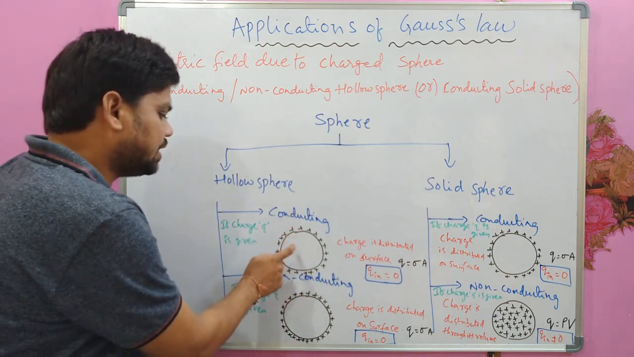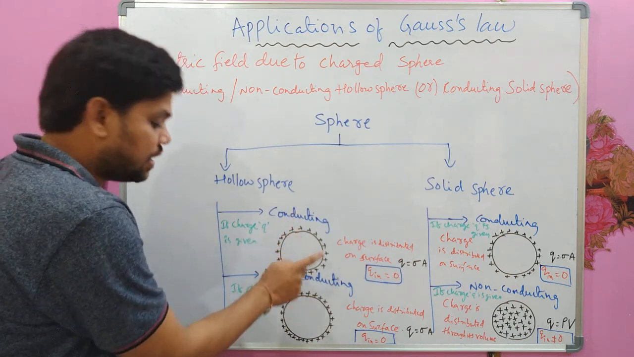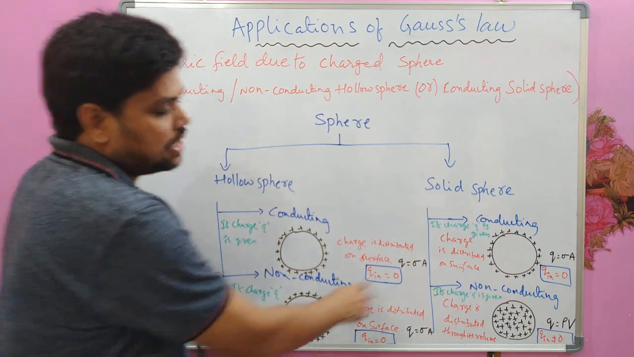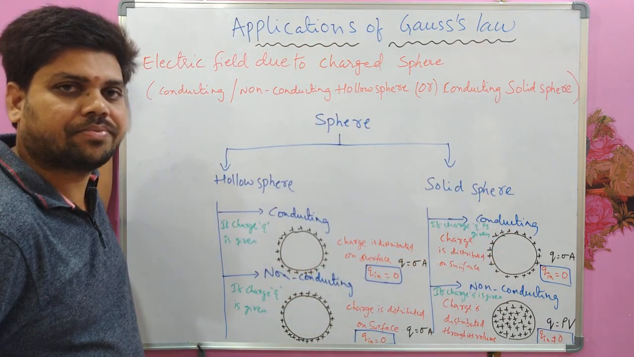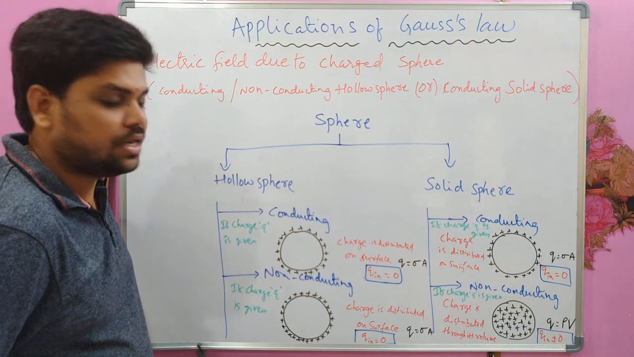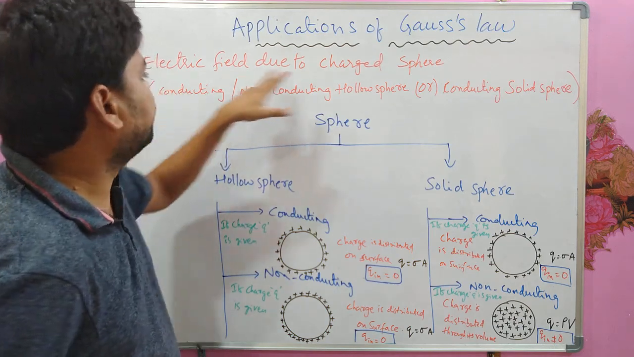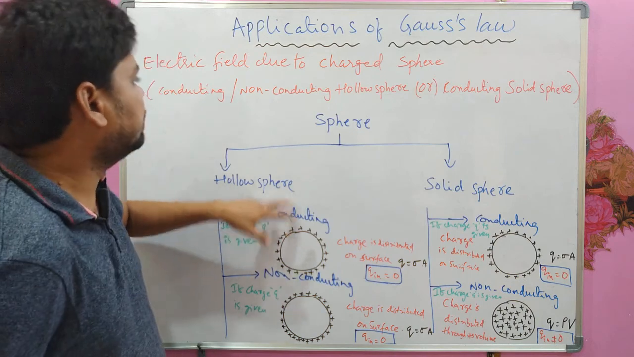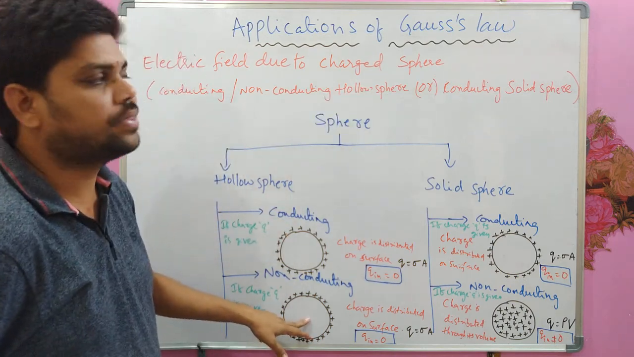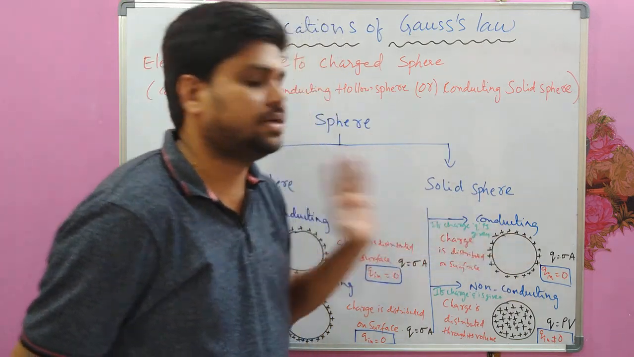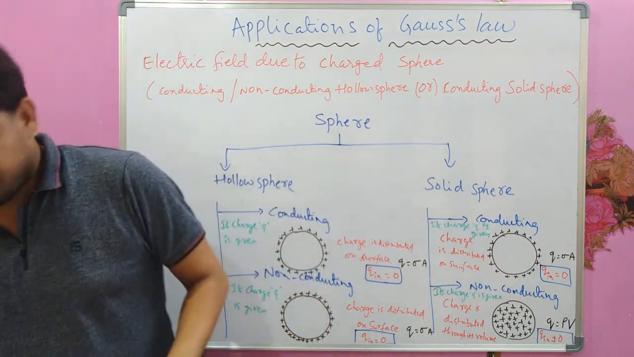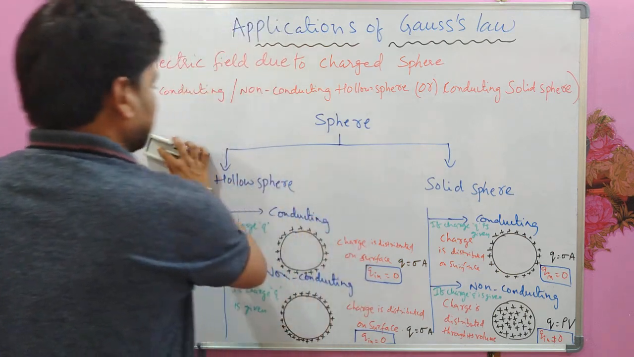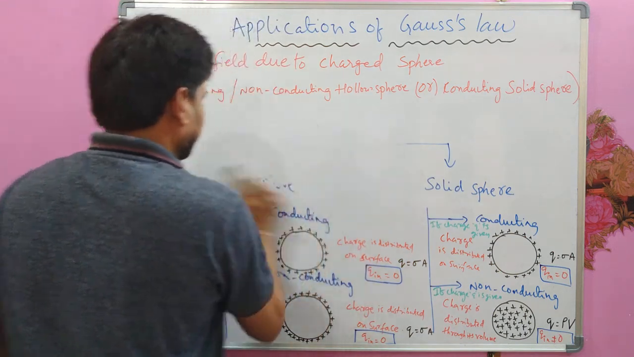If you calculate electric field due to this, or due to this, all three will come the same. That is why I have written electric field due to charged sphere: conducting, non-conducting hollow sphere and conducting solid sphere. Okay, this is our lecture for now, and the other one will be discussed in a separate video.